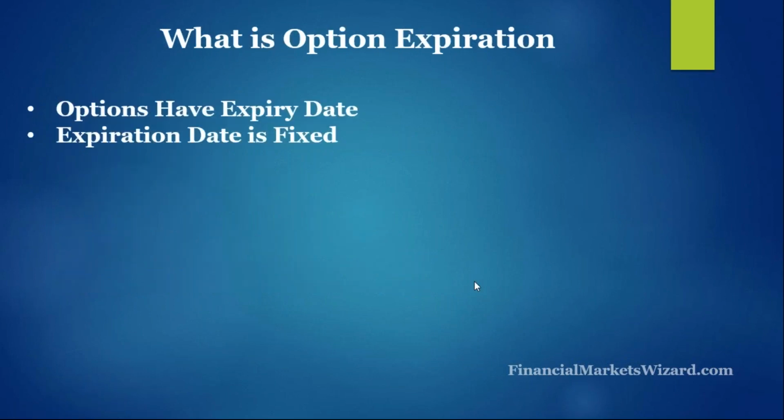We know options have an expiration date. All options expire on a fixed date, and usually options expire on Friday, whether it's a monthly option or a weekly option. They expire on Friday and they have a fixed date. So all options expire on a certain date, and we know that.